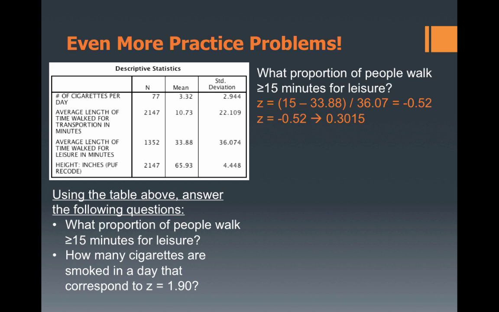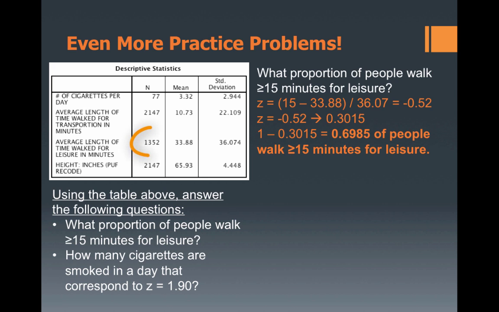So we then have to take this proportion and subtract it from 1 to give us 0.6985 of people walk 15 minutes or more for leisure. If we simply converted this to a percentage, we would say that 69.85% of people walk 15 minutes or more for leisure in this sample of 1,352 people.